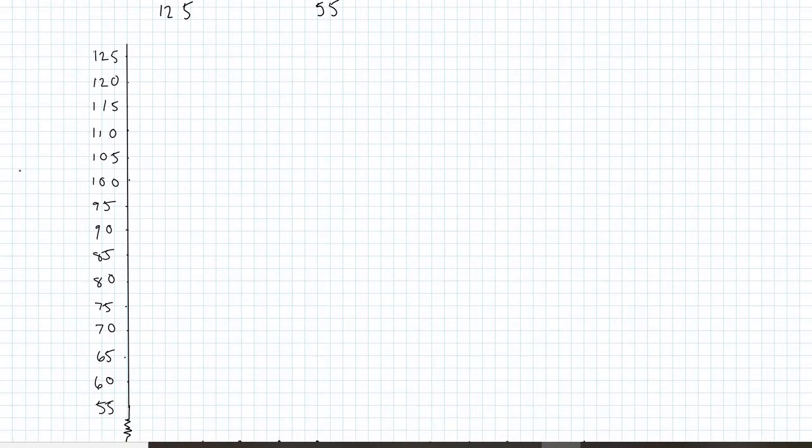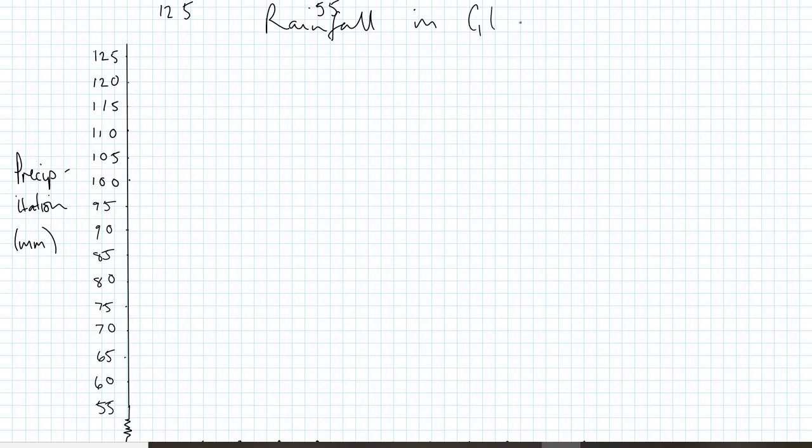And we need to label this y-axis as well, so this is precipitation. Obviously if you're writing in a jotter you could turn that sideways, and we need the units there, millimeters. And a title for our graph: rainfall in Glasgow.